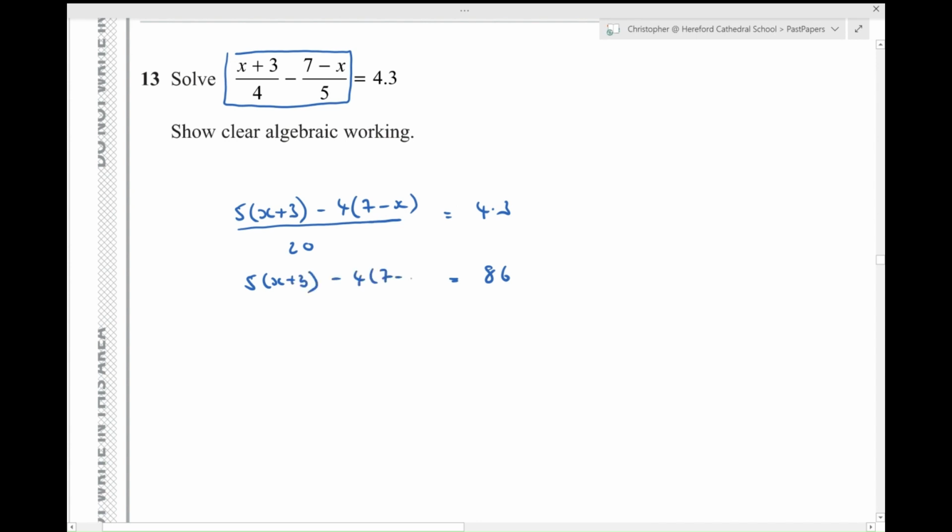So I might as well multiply everything by 20 here to give me 86. And then on the left-hand side I'll have this minus that. When I remove the bracket, I'll have to be careful with that negative outside the bracket. Minus 28 plus 4x equals 86. Tidy up the left-hand side. 9x minus 13 equals 86. 9x equals 99, adding 13 to both sides, so 9. So x is 11, dividing both sides by 9.